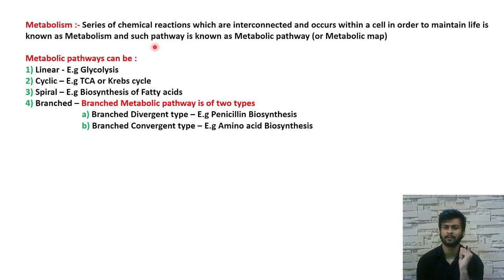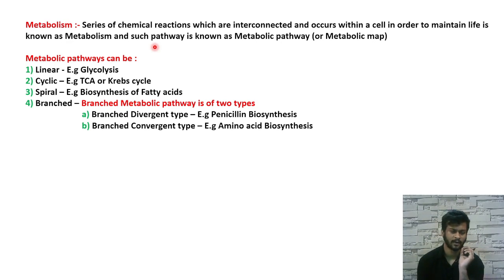Glycolysis is a type of linear metabolic pathway. It consists of 10 steps, so it is a series of interconnected chemical reactions. And we know that complete oxidation of glucose will involve glycolysis, Krebs cycle, oxidative phosphorylation, and then we will get energy in the form of ATP. Energy is very much essential for living beings to survive. Without energy, we cannot survive. So all those chemical reactions which are interconnected and occur within a cell to maintain or sustain life are known as metabolism, and such pathways are known as metabolic pathways or metabolic map.